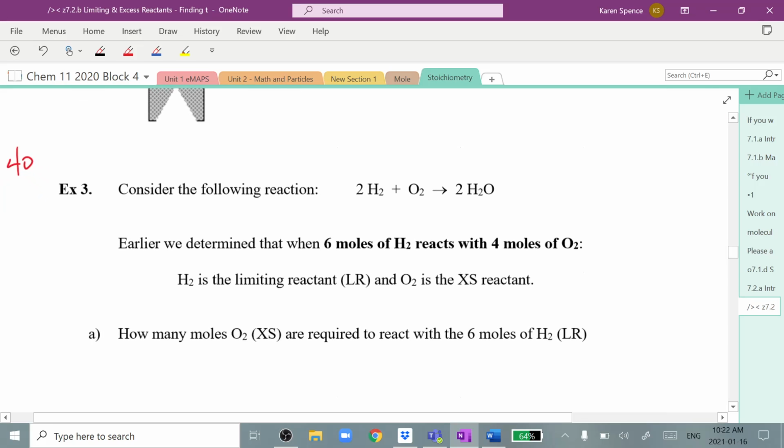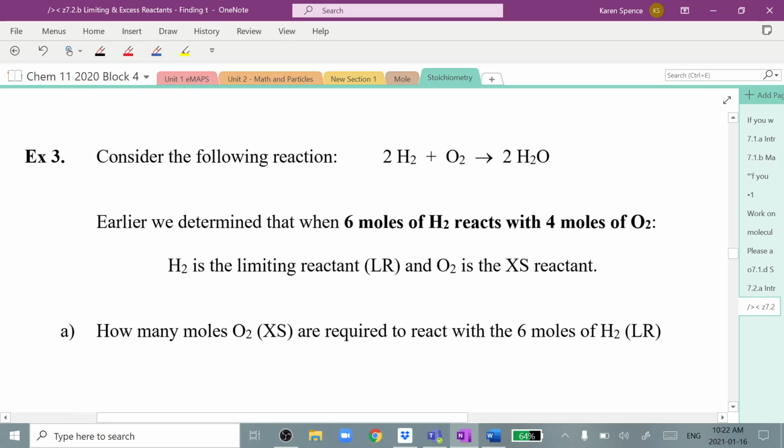Consider the following reaction. 2H2 plus O2 gives 2H2O. This is the same one that we used on the previous worksheet. Back on the Intro to Limiting Reactants worksheet, we determined that when 6 moles of H2 reacts with 4 moles of O2, H2 was discovered to be the limiting reactant. So our H2 is the limiting reactant, and it was discovered that the O2 was the excess reactant.